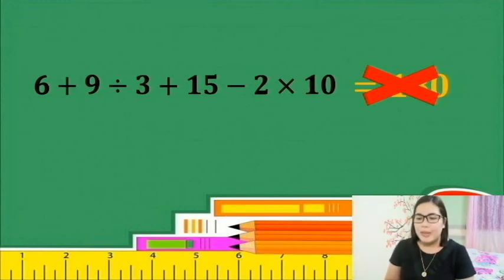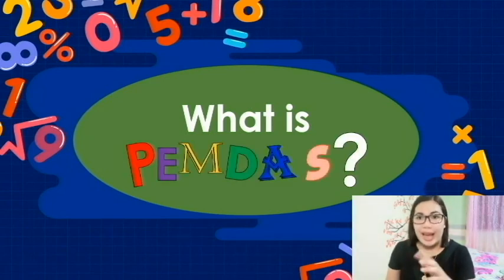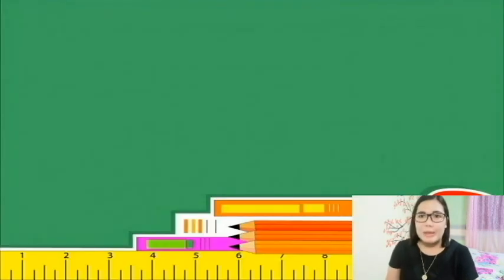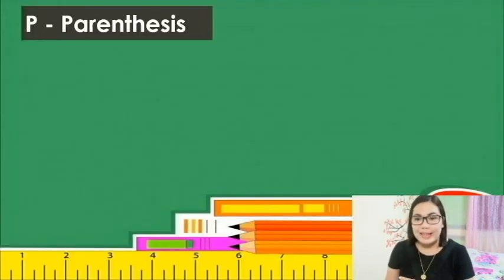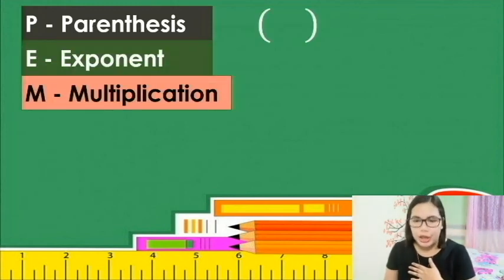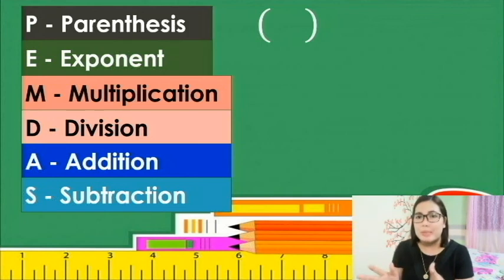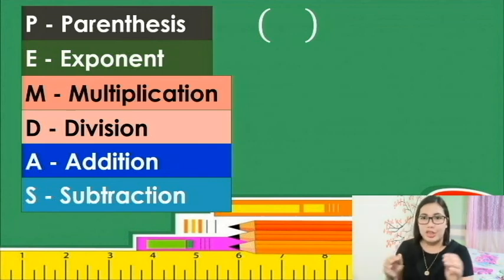Why is it wrong? So, in today's video tutorial, we will review the concept of PEMDAS. So, what is PEMDAS? PEMDAS simply stands for P for parentheses, E for exponent, M for multiplication, D for division, A for addition, and S for subtraction. Now, PEMDAS is not just an abbreviation of these six terms. This is also a rule and an order when you simplify a mathematical expression or equation.